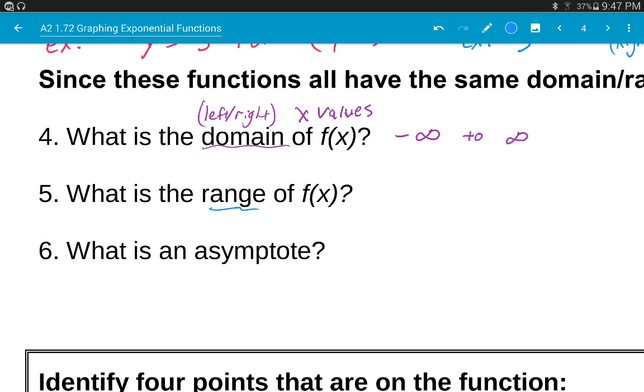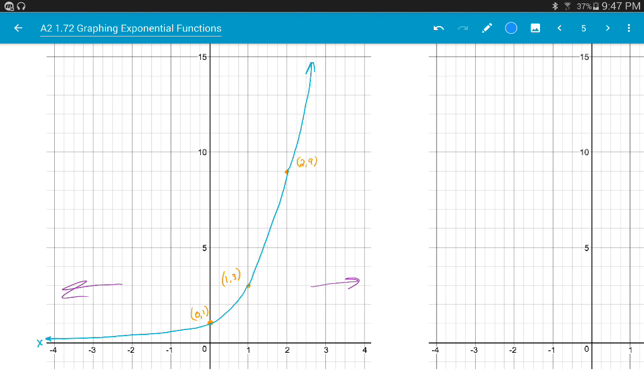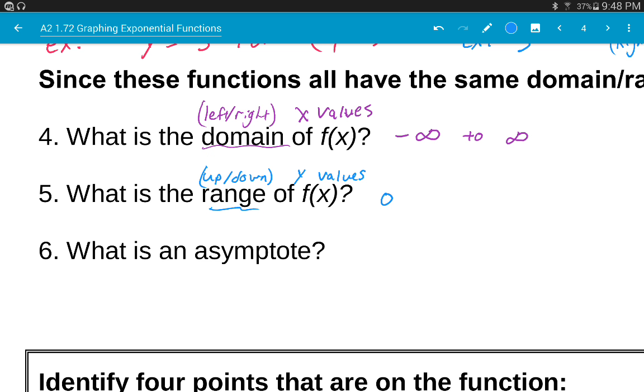The range is my up and down. Those are my y values. So let's see. Does the function go up and down forever? Well, I mean, it certainly goes up forever, but it doesn't seem to go down. It only goes down to, well, 0. So it just goes from 0 to infinity. So that's my range, from 0 to infinity.